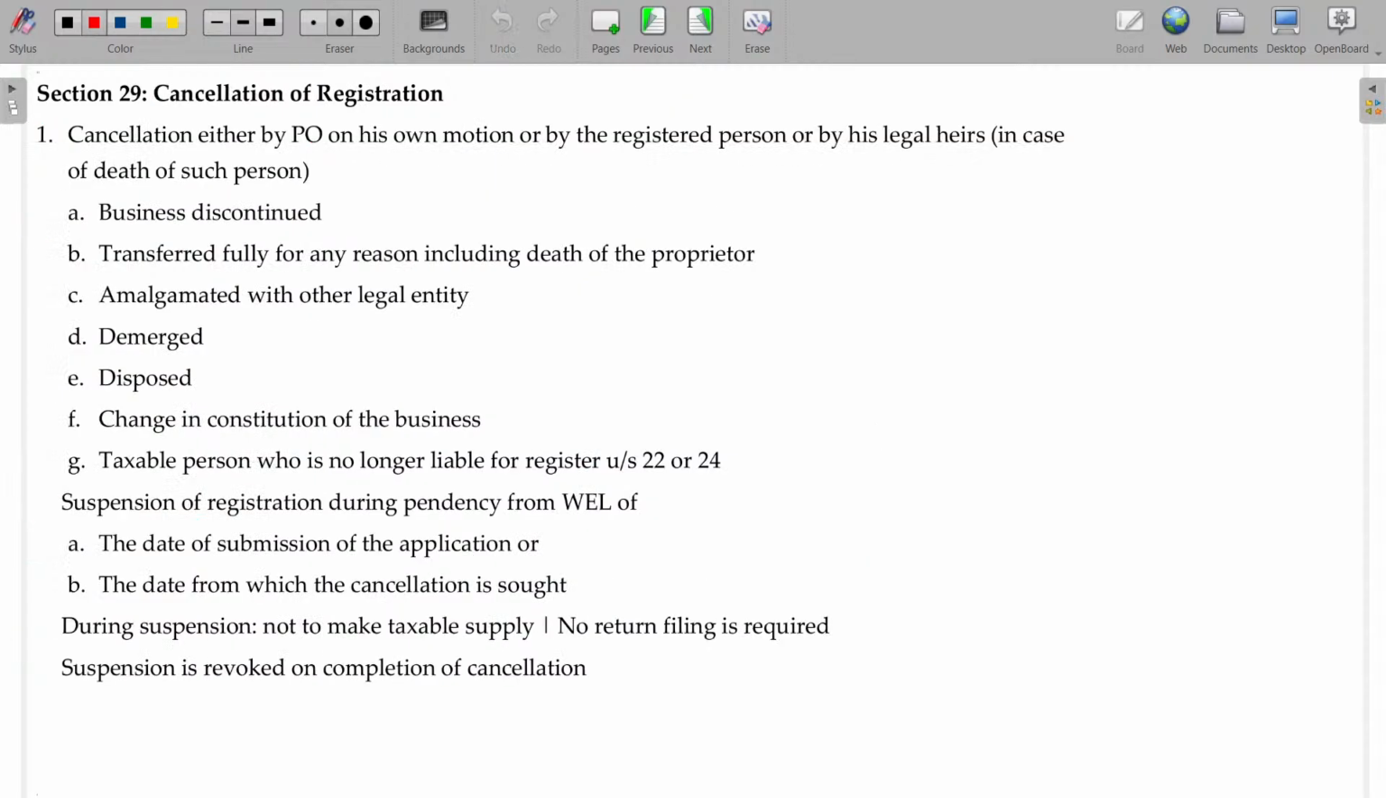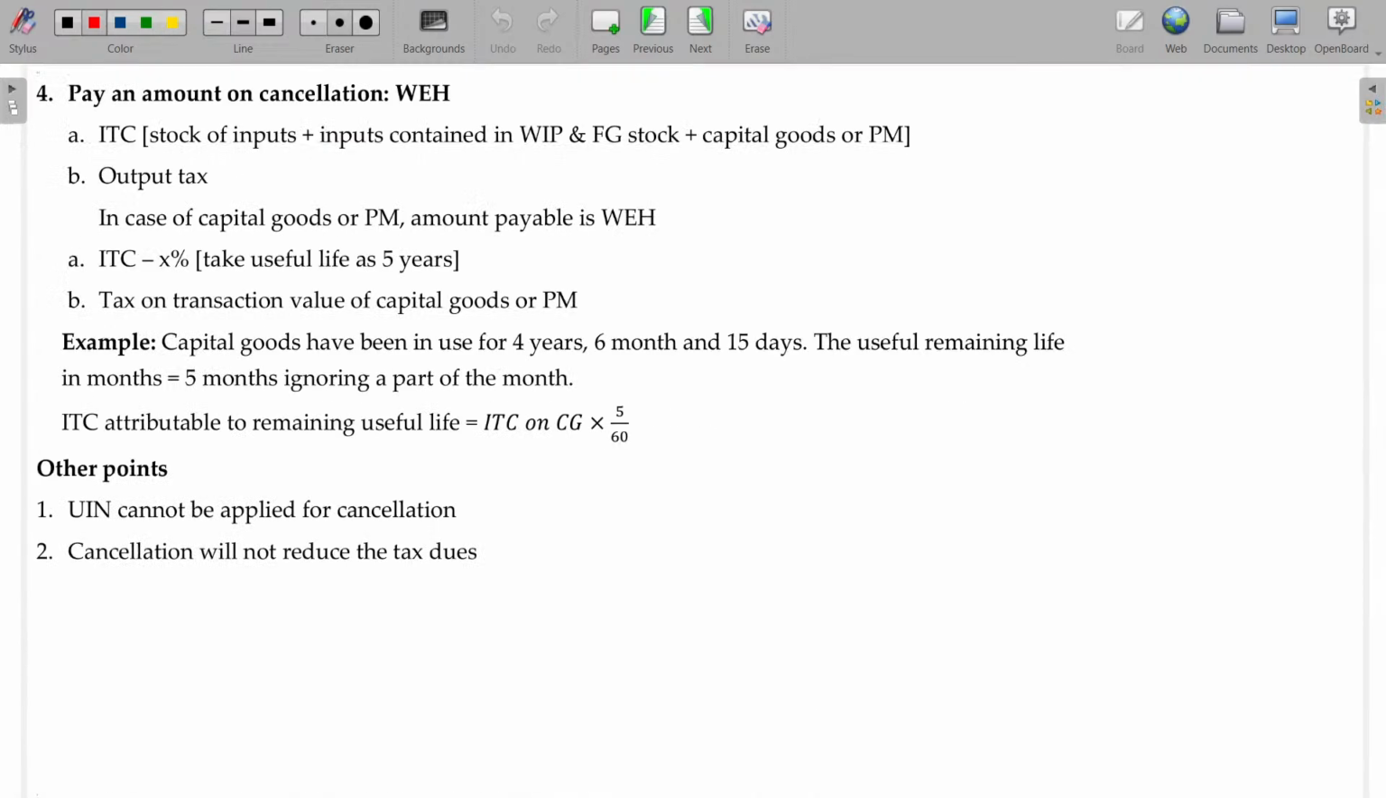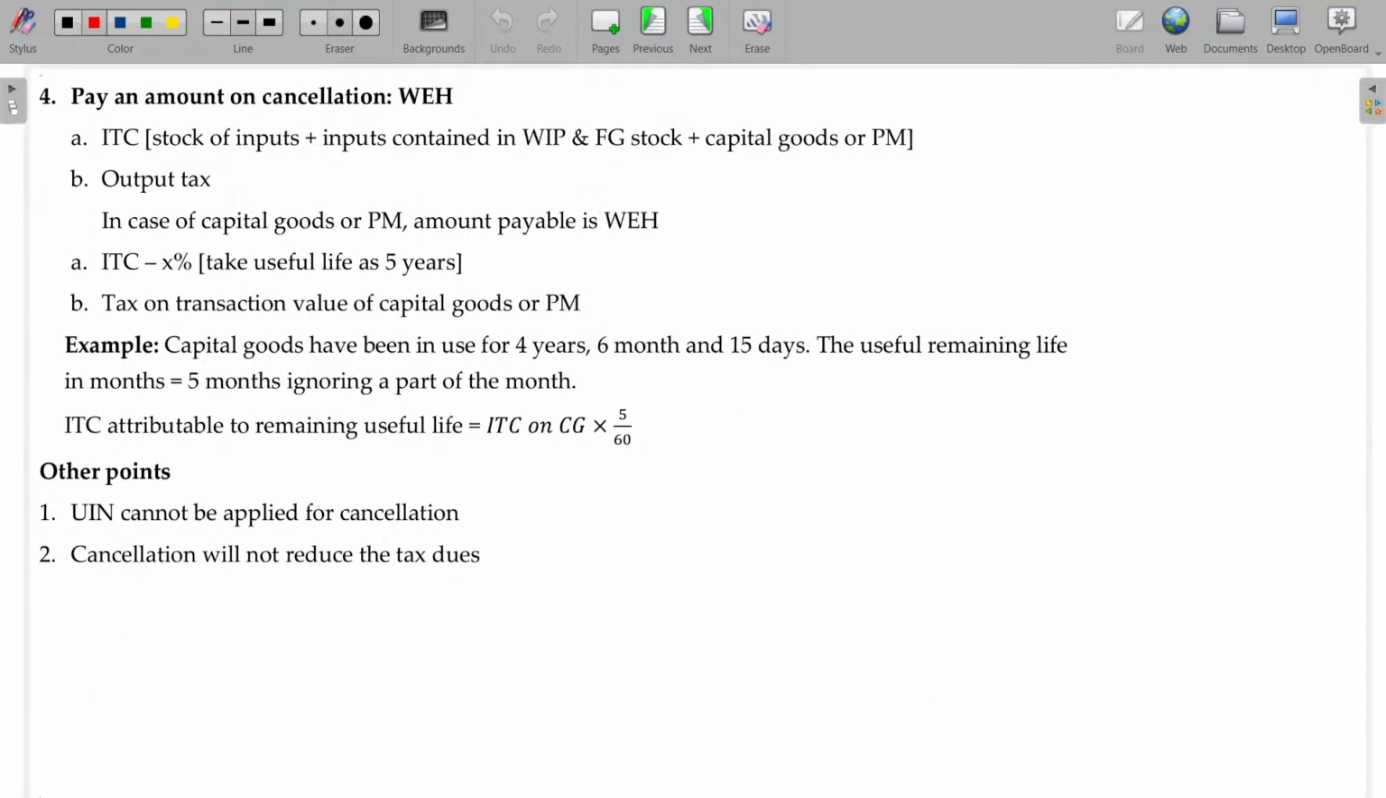Now, section 29, cancellation of registration. So 29 is cancellation, 30 is revocation of cancellation. So you applied and your application wants to be cancelled. So how can you cancel? Okay, so here you have to understand 4 predominant points. Point number 1, 2, 3, 4.